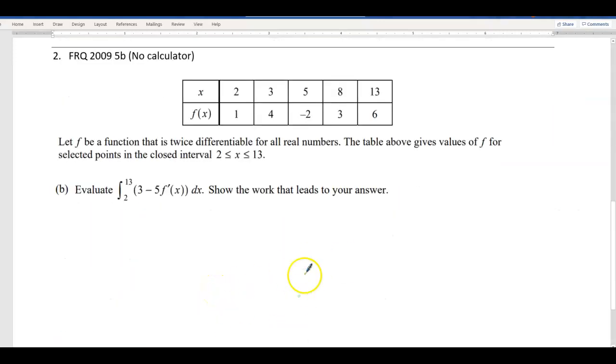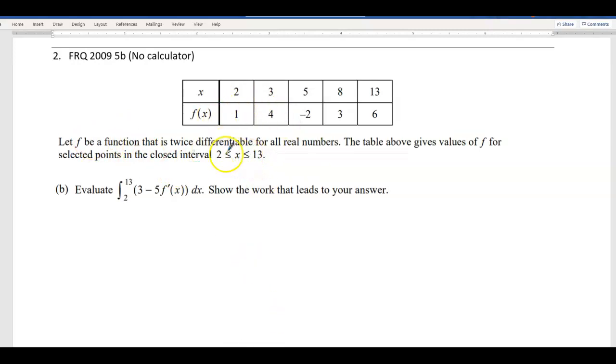Number 2. So this one says that f is a function. It's twice differentiable. Once again, we don't really care about that right now. The table above gives values of f for selected points in the closed interval 2 to 13. These are x values. So we're going from 2 to 13. That's what they mean by that. Intervals are always in terms of x.